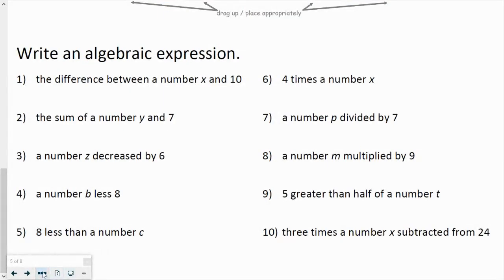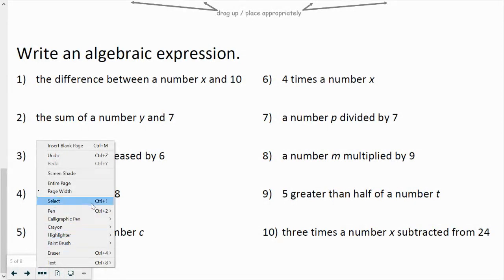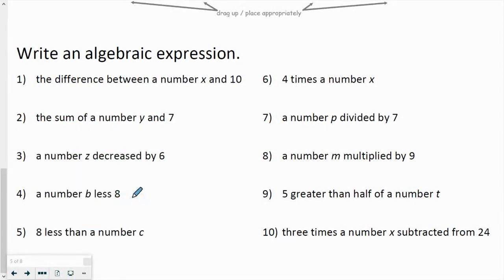So we got to look for those keywords, like we said. And when we find our keywords, we can write our expression. So the first one, the difference between a number x, that's our variable that they gave us, and 10. All right, so the difference, that's our keyword. That's telling me I need to subtract. So I'm going to take my x minus 10. Okay, and that's it. That's all you got to do if you're writing the expression. Didn't ask me to evaluate or to compute.